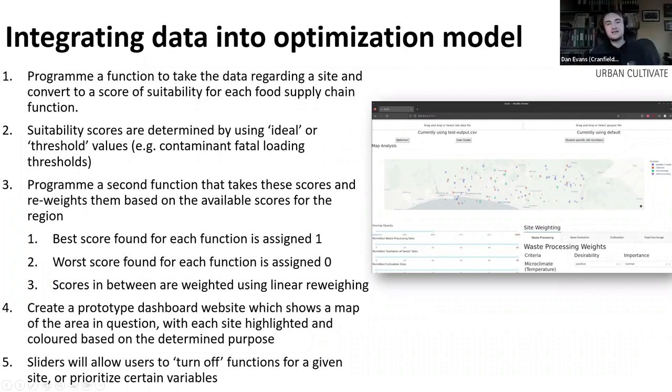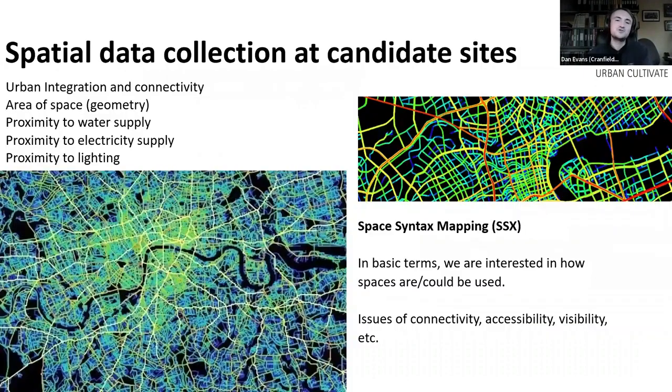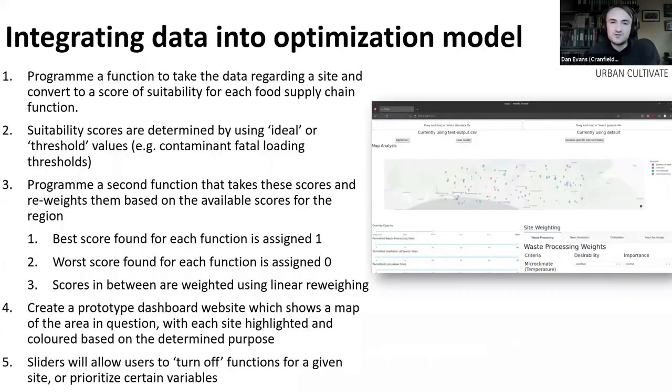Minimize that. So, just to refresh, what we've done is we've collected environment data and spatial data. As I said, and maybe it was cut off, the social data we are going to be collecting as part of a follow-up ethnographic study. So in the final phase of this project, what we need to do now is integrate the environmental and spatial data.